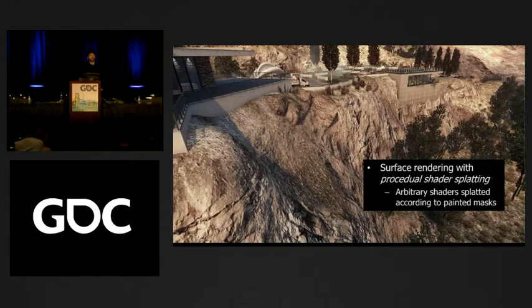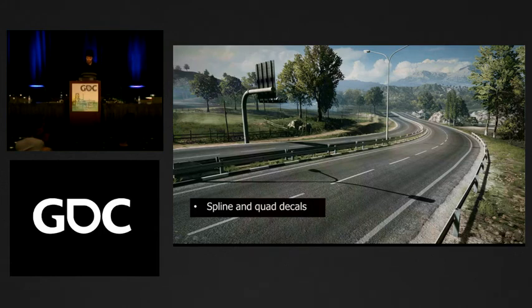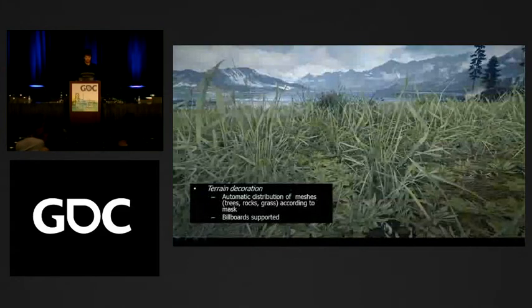We shade the mesh using an algorithm called shader splatting. This algorithm lets the artist take basically any shader they want and project it onto the terrain surface according to painted masks. So in this particular shot, you can see some cliff textures projected here. We have spline and quad decals. Spline decals for roads and quad decals for manholes, things like that.